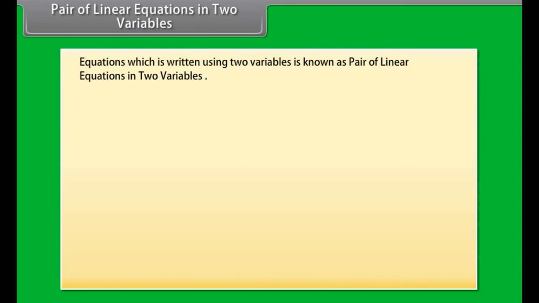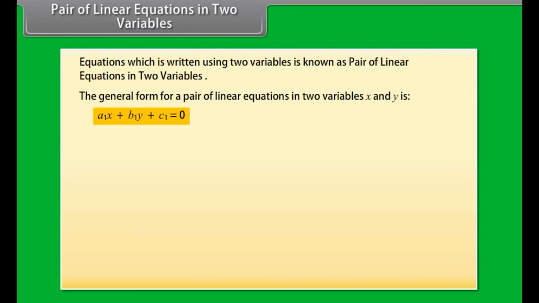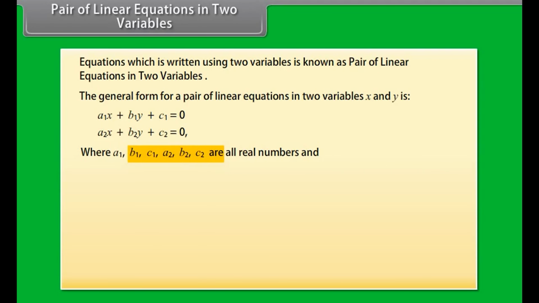Equations written using two variables are known as a pair of linear equations in two variables. The general form for a pair of linear equations in two variables x and y is a1x + b1y + c1 = 0, a2x + b2y + c2 = 0, where a1, b1, c1, a2, b2, c2 are all real numbers and a1 square plus b1 square is not equal to 0, a2 square plus b2 square is not equal to 0.